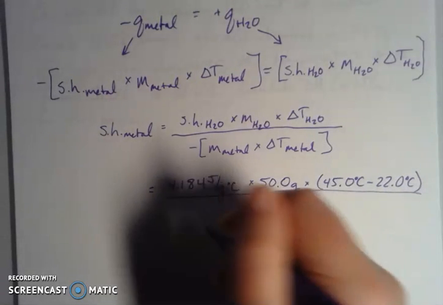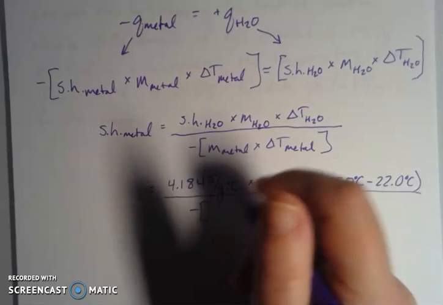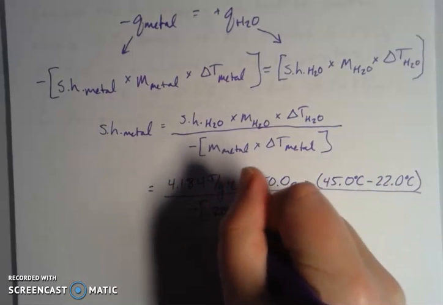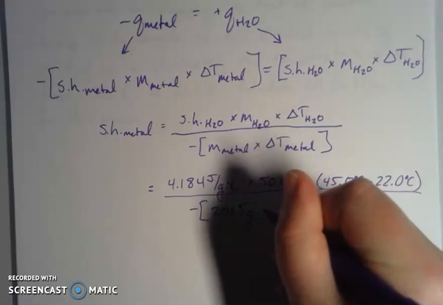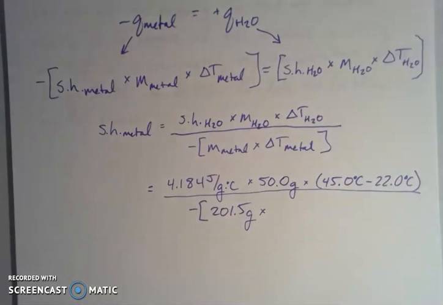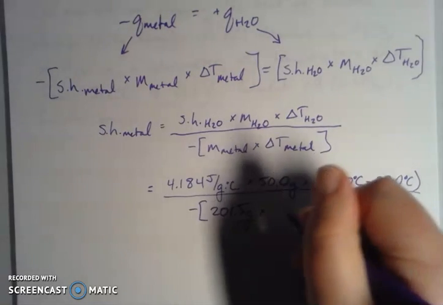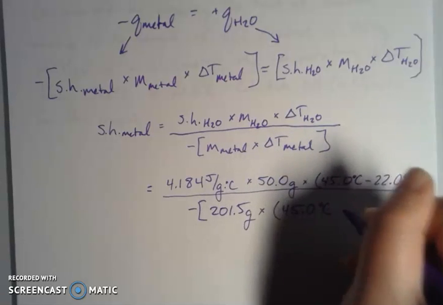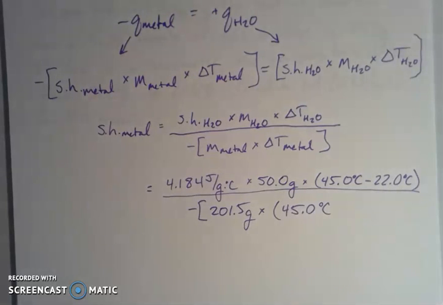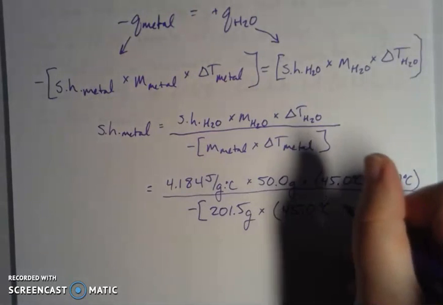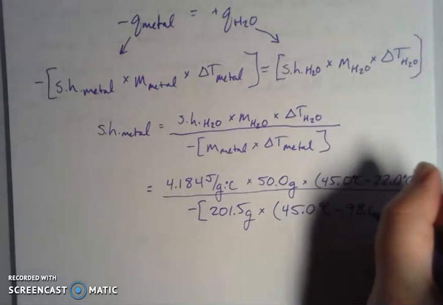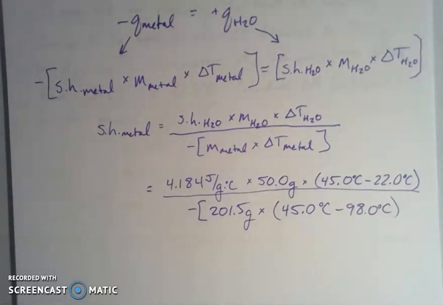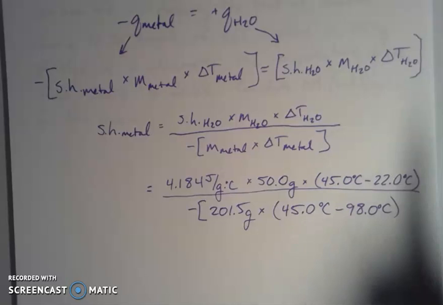Now when I divide that by the mass of my metal, I had 201.5 grams. And my delta T for my metal is final minus initial. So I have my final temperature, which again was the same for both because we got to that same equilibrated temperature. And it started at 98. So that delta T is going to give me a negative value, right? I started with a higher temperature than I ended with, so I have a negative value here.